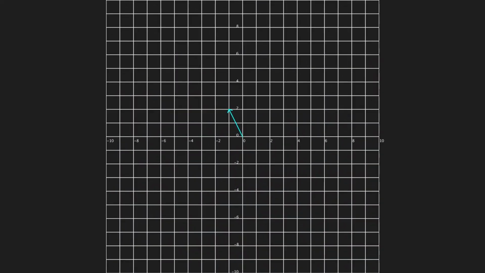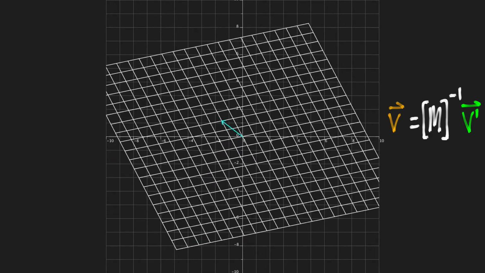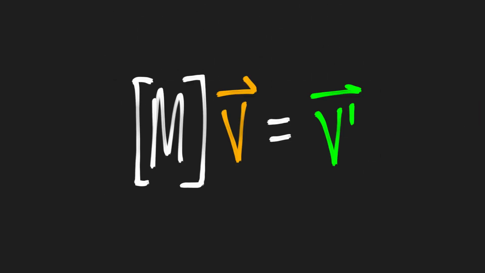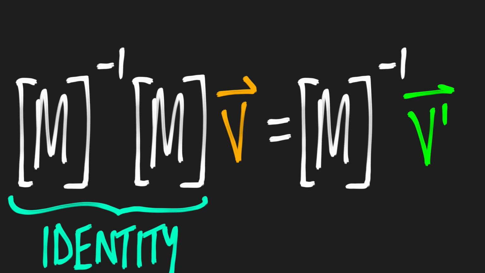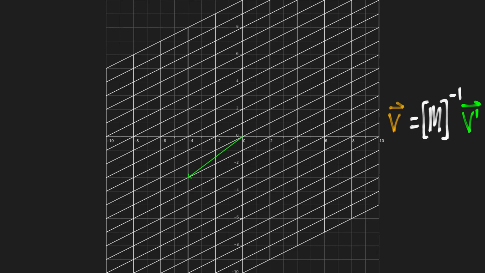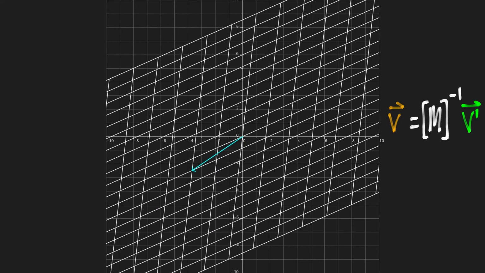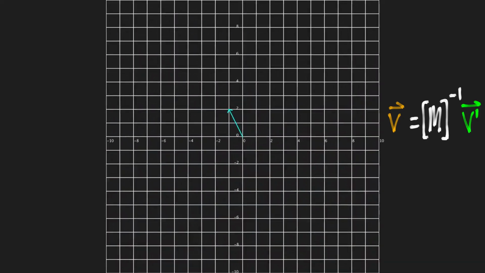And how do we do this reverse transformation? Well, we use the inverse of the original transformation matrix M. In terms of the equation, we do this by pre-multiplying both sides by the inverse matrix of M. And on the left side, we're left with the identity matrix, because the inverse matrix of M multiplied with the matrix M will cancel out and give us the identity matrix. And on the right hand side, what we're left with is the inverse matrix of M transforming v dash back onto v.